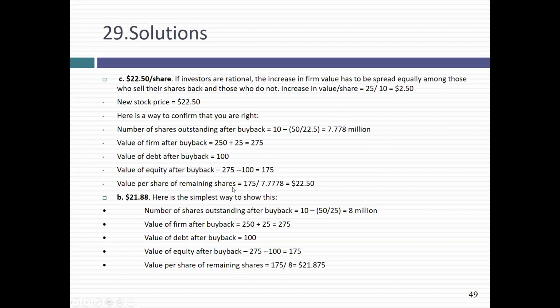If we take the value per share of remaining shares, at 175 in equity, and we divide by the 7.778 million shares outstanding after the buyback, what we're going to find is that each share is worth $22.50. And so we're confirming what we thought. If we offer $22.50 in the buyback, everyone left also gets $22.50.